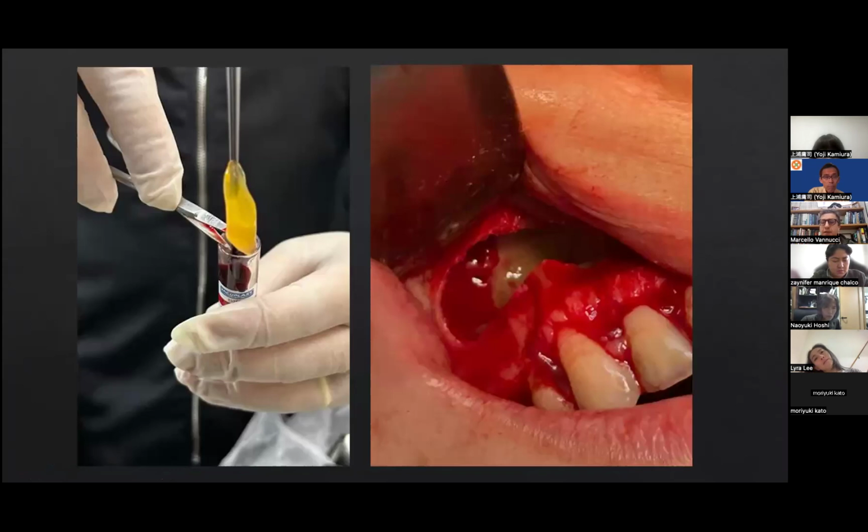And now with 2,700 RPM, 2,100 RPM for 10 minutes in the centrifuge, when you have the aggregation inside, you have this LPRF.